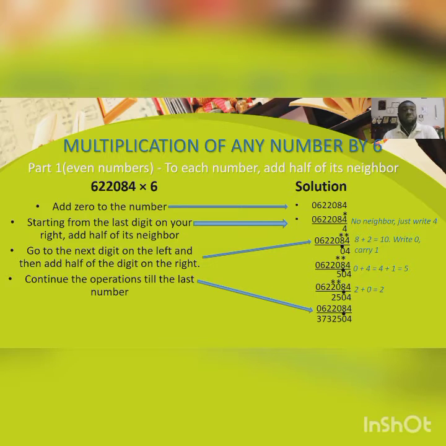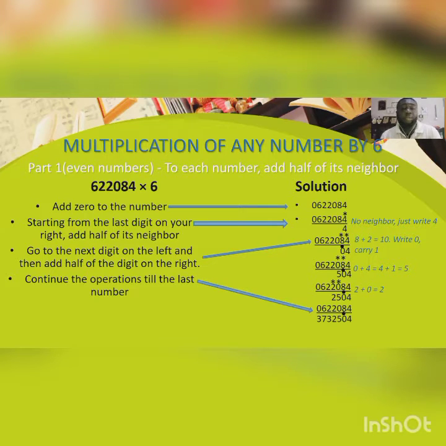So first step, add 0 to the number, as with multiplication by 11 and 12, where we started with adding 0 to the front, that is, to the left of each number. So we're looking at 622,084. First step, you add a 0 to the number.